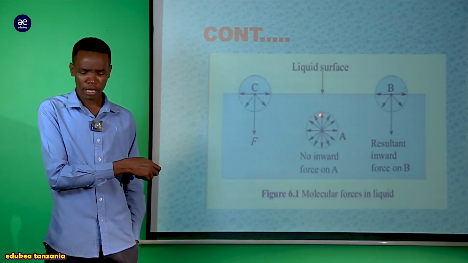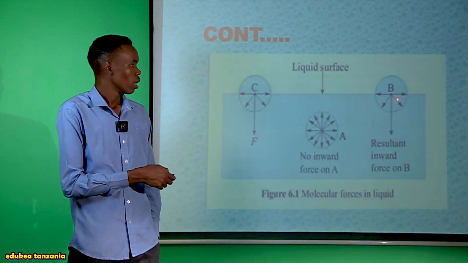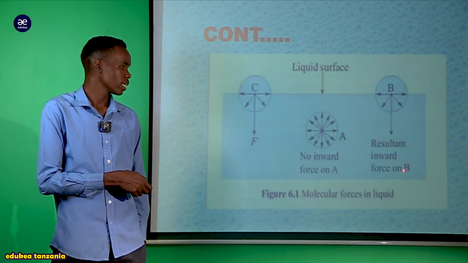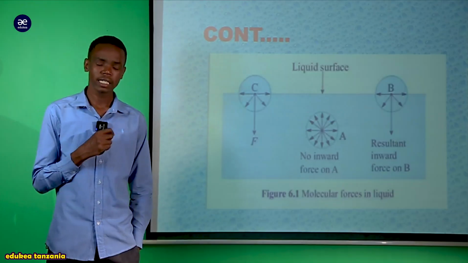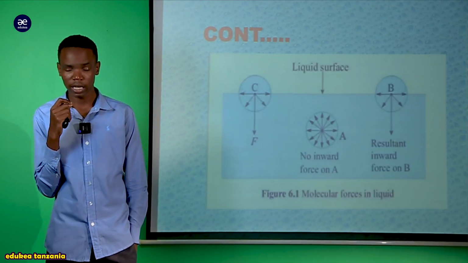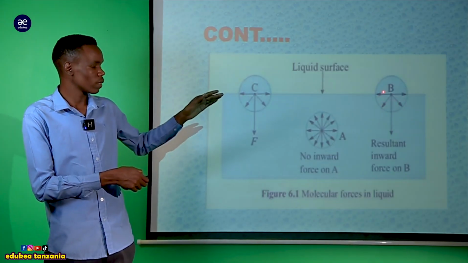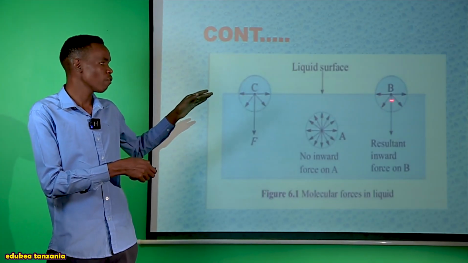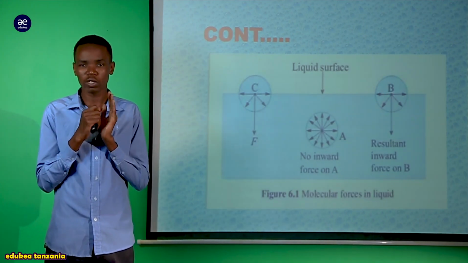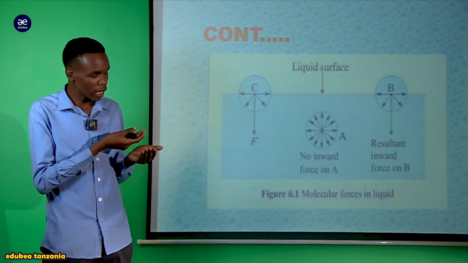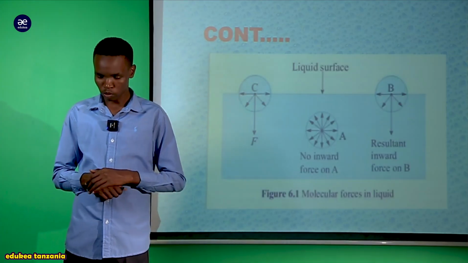But for the body B here, as we see, my dear student, we observe that we have a resultant inward force on B. Kwa nini tunasema kuna resultant inward force on the second rain drop? This is because, my dear student, this half of the rain drop is dissolved into the liquid. Kwa nusu ya ile rain drop imekuwa dissolved in liquid, as we try to see here.